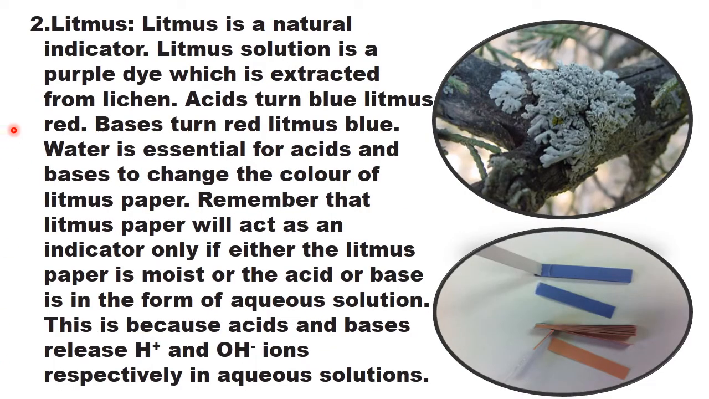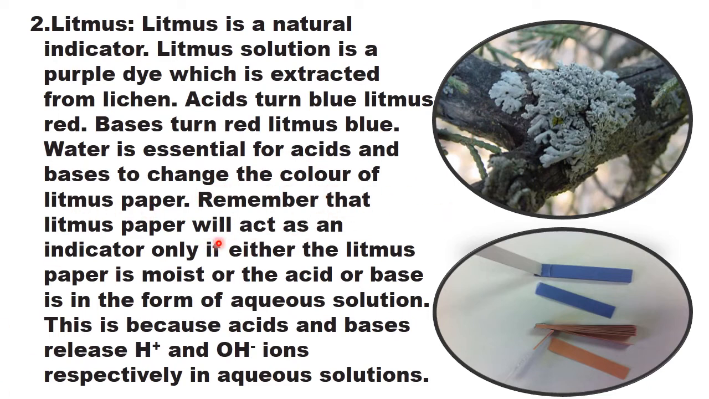The next natural indicator is litmus. Litmus solution is a purple dye which is extracted from lichens. Acid turns blue litmus red, bases turn red litmus blue. Water is essential for acids and bases to change the color of litmus paper.